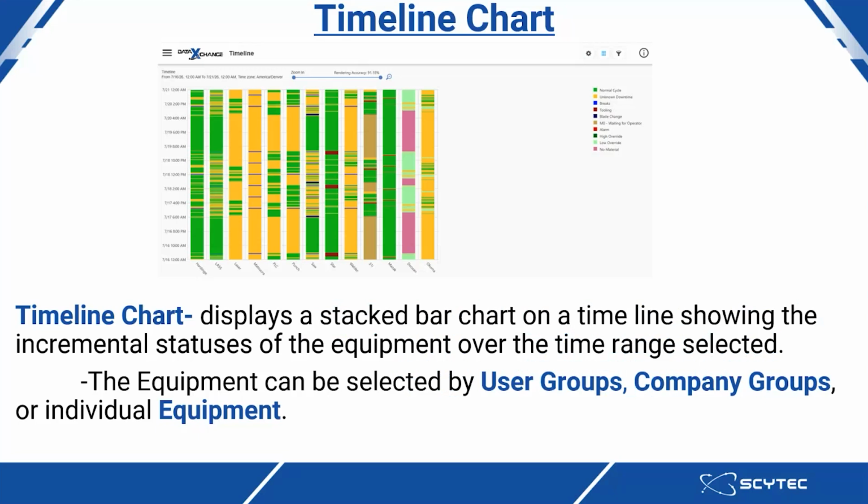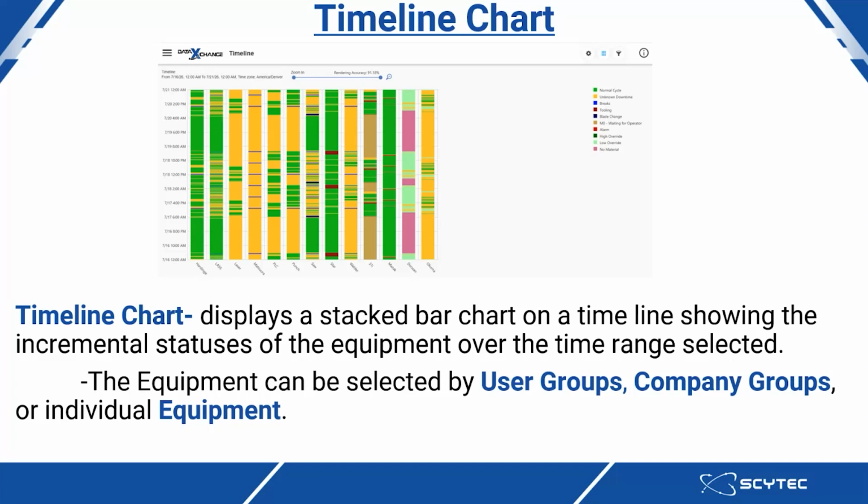And then finally, rounding things out here for some of the DataXchange features, this is a section that details the DataXchange features that everyone can use. I'd like to first start out with the timeline chart. The timeline chart displays a stacked bar chart on a timeline showing the incremental statuses of the equipment over time. And the equipment can be selected by user groups, company groups, as well as just individual equipment.